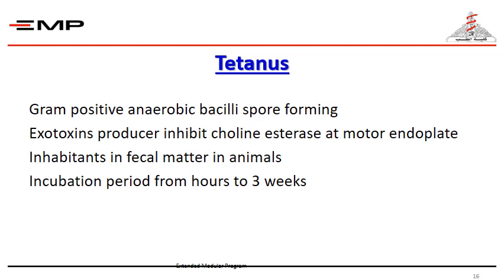The last type of specific infection is tetanus. Tetanus is an infection caused by gram-positive anaerobic spore-forming bacilli. It produces an exotoxin that inhibits cholinesterase at the motor end plate. The tetanus organism inhabits the fecal matter in animals, and the incubation period when it invades the body ranges from hours up to 3 weeks.